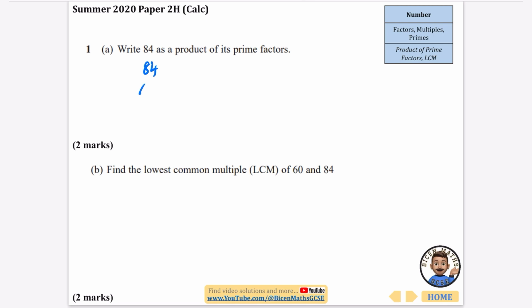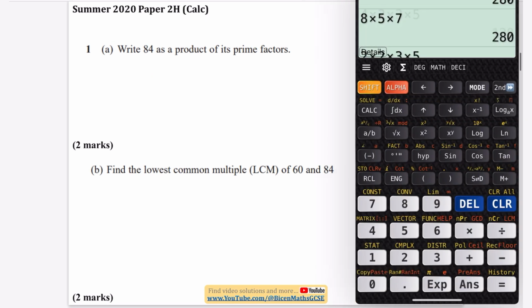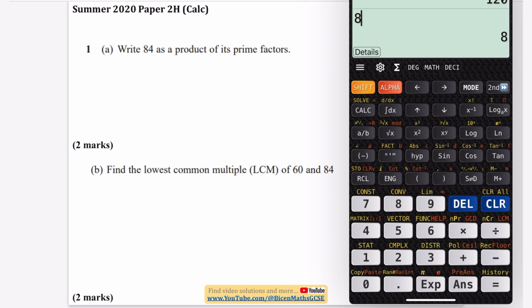Now I could do this long process, but I'm just going to show you a shortcut on the calculator. What you can do for this is type in 84 and press equals so that it's stored as the answer. And then if you look above the number 8, the button above it is ENG. The button above that has got like 3 kinds of comma type symbols. And if you press shift, you get fact.